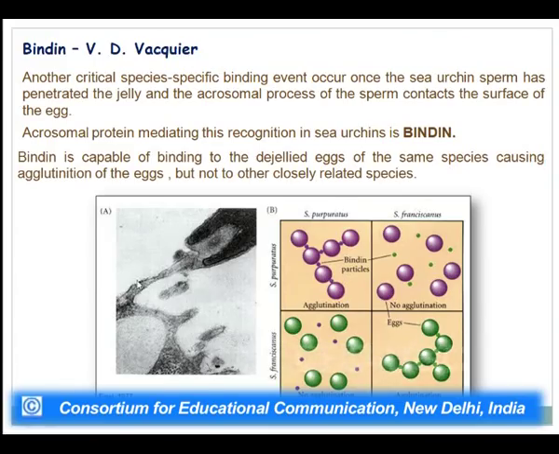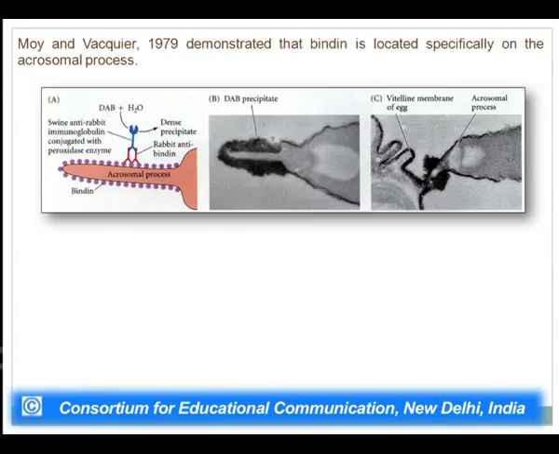And you can see here, this is an original picture where the acrosomal process is in contact with the microvilli of the egg, and this recognition is specifically mediated by these proteins termed bindin. So, this is another species-specific binding event which makes sure that only species-specific fertilization takes place.